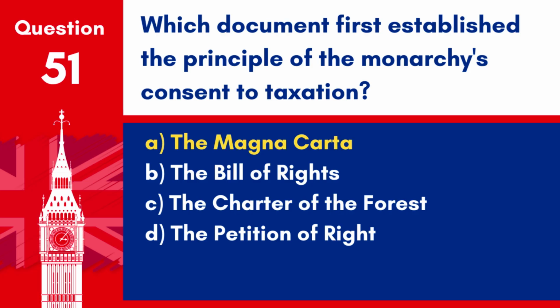Answer A. The Magna Carta. The Magna Carta, signed in 1215, first established the principle that the monarchy must have the consent of the realm to levy taxation, setting a foundational principle for constitutional governance.